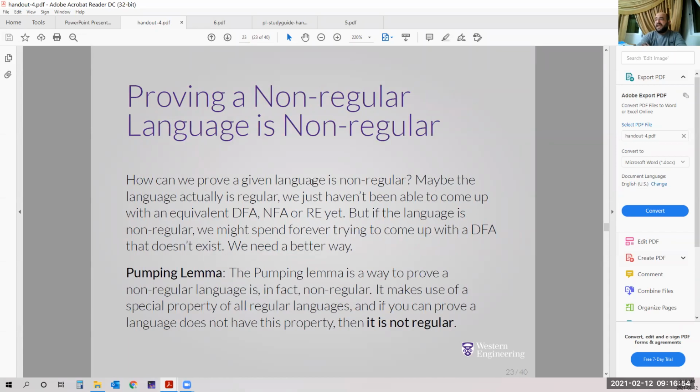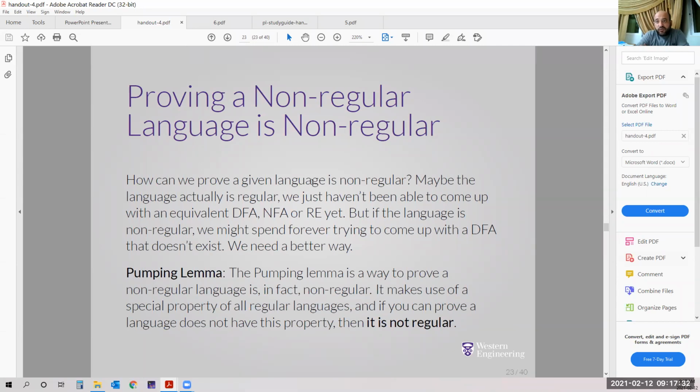Okay. How can we prove a given language is not regular? Maybe the language actually is regular, and we just haven't been able to come up with an equivalent DFA, NFA, or regular expression yet. But if the language is non-regular, we might spend forever trying to come up with a DFA that does not exist. We need a better way. If I keep trying to draw a DFA or NFA in many ways and with many options, I might, after 1,000 or 100,000 tries, end up not finding one.